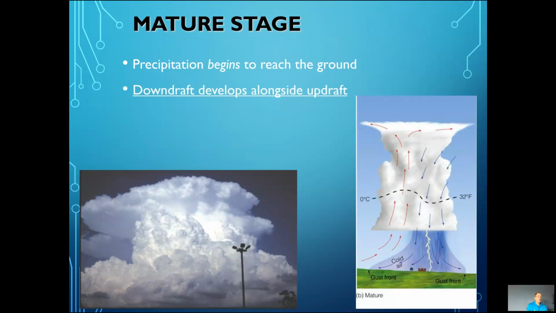And so here we separate what's known as the downdraft from an updraft. Important to note, though, that in the mature stage, we have both the updraft and the downdraft, as opposed to the initial stage where we simply had an updraft, and then when we talk shortly about the dissipating stage where we have only a downdraft. The downdraft is going to be cool.